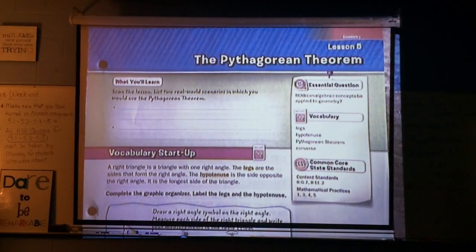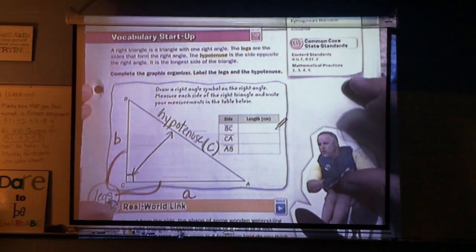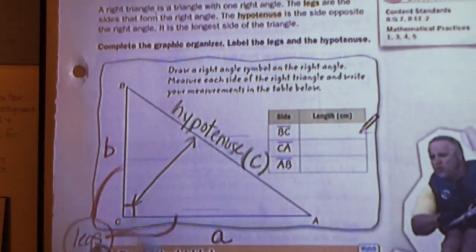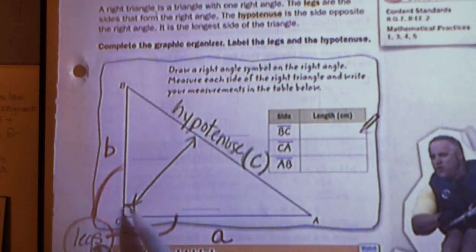The Pythagorean Theorem. The first thing that we need to look at is a right triangle. In the right triangle, there's a specific relationship between the sides. Notice the right triangle has a right angle in it. The two sides that make up the right angle are the legs.